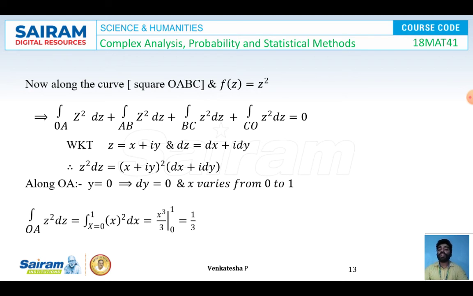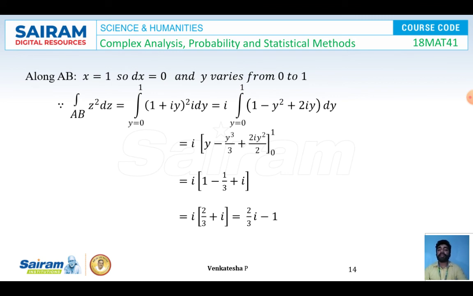Now along the region OA, we have y is equal to 0. It implies dy is equal to 0 and x varies from 0 to 1. So now I'll be replacing these in the above equation. The integral over OA z square dz will become the integral x from 0 to 1, x square dx, because I'm replacing y is equal to 0, dy is 0 here, so I got only x square dx. After integration, I got x cube by 3 with the limit 0 to 1, and I got the value 1 by 3.